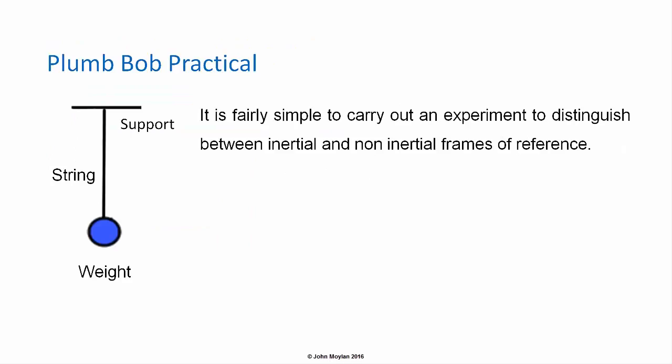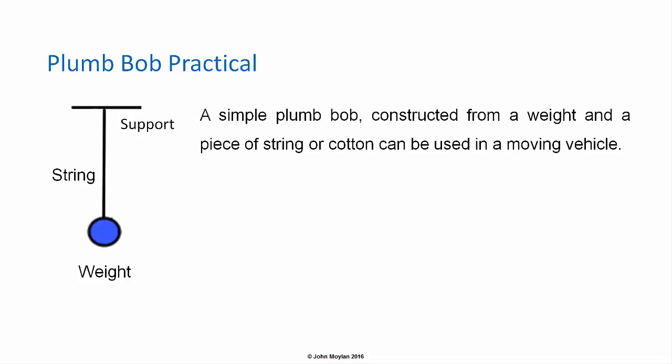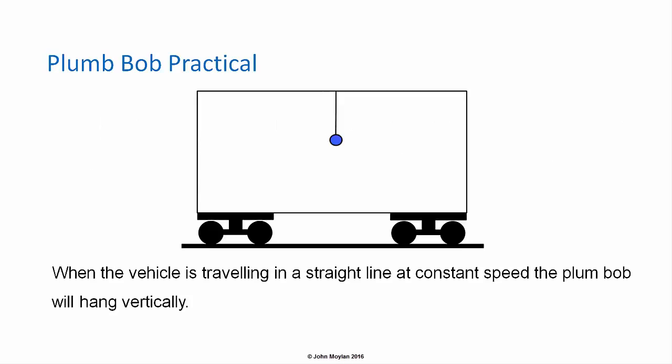A simple practical activity that you can carry out in order to determine if a frame of reference is inertial. All you need is a weight and a piece of string or cotton. Use the weight and a piece of string to construct a plumb bob. When the vehicle is travelling in a straight line at constant speed, the plumb bob will hang vertically.